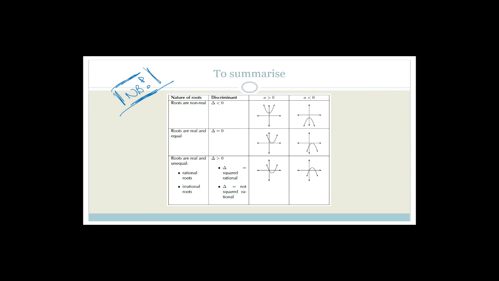Okay, so if the discriminant is smaller than zero, then the roots are non-real because we do not cut the x-axis, okay? If the roots are real and equal, then delta has to equal naught. And that means you're going to have two equal real rational roots, okay? If delta is greater than naught, then the roots are real and unequal. And if it's a perfect square, then they're rational. But if it's not a perfect square, then they are irrational. In other words, they cannot be written as a fraction. Okay, so now let's practice.